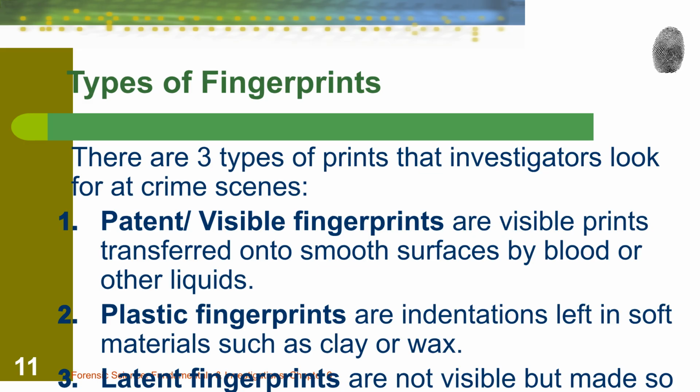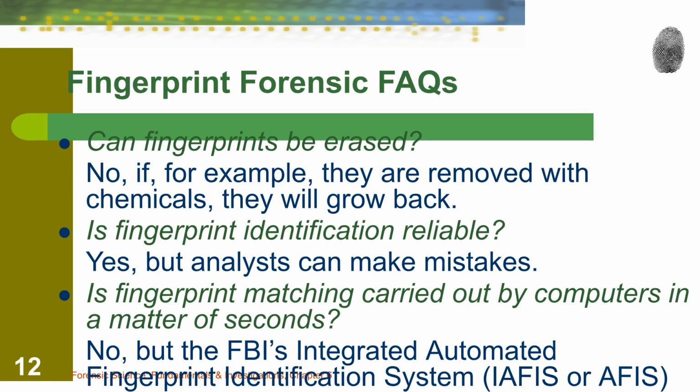Investigators look for 3 types of prints at crime scenes. Patent or visible prints are transferred onto smooth surfaces by liquids like blood. Plastic fingerprints are indentations left in soft materials such as clay or wax. Latent prints are not visible but can be made so with dusting powders or chemicals. Can fingerprints be erased? No. They will grow back if removed chemically.